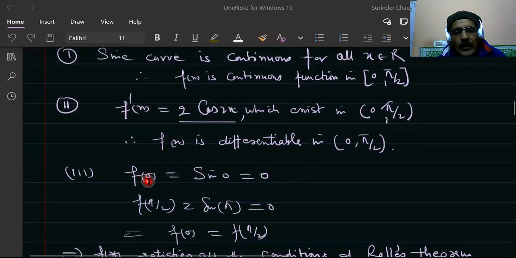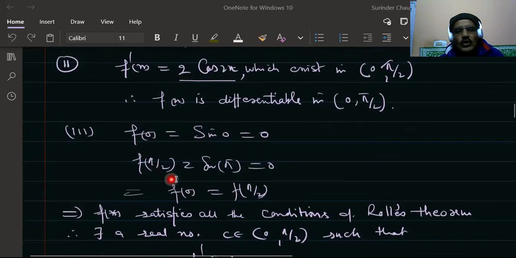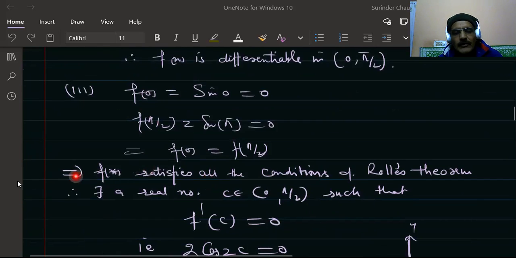Now, f(0) is equal to sin 0, which is equal to f(π/2), which is equal to 0. So f(0) is equal to f(π/2). F satisfies all the conditions of Rolle's theorem, therefore there exists a point c that belongs to the interval (0, π/2) such that f'(c) is equal to 0.